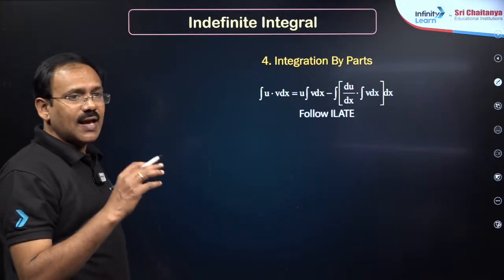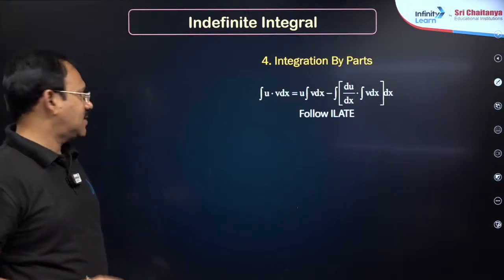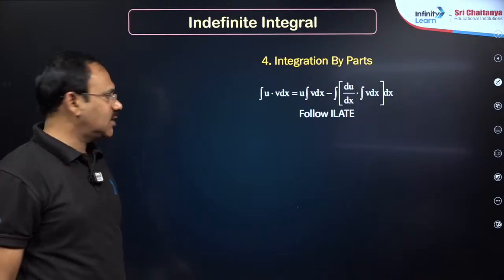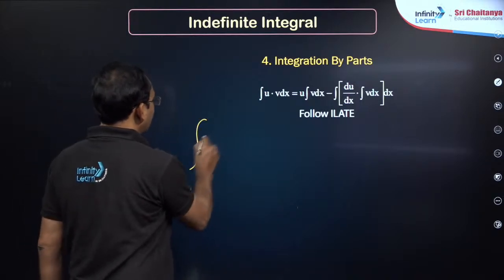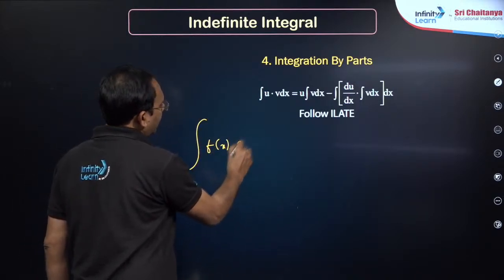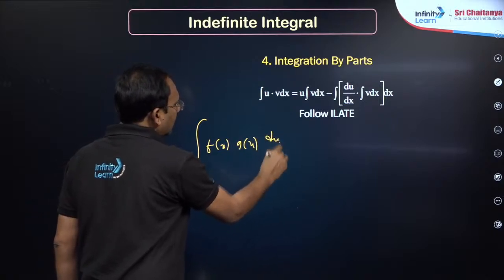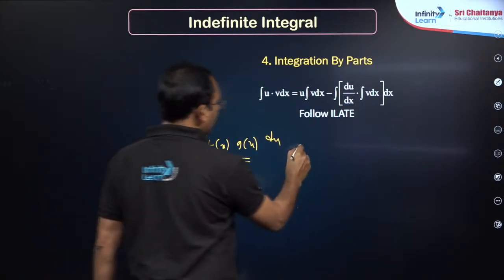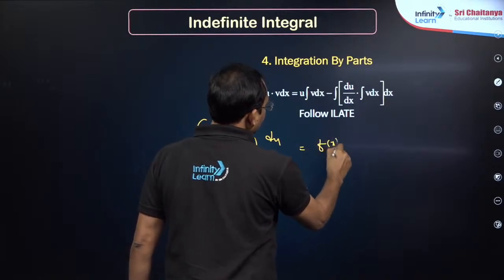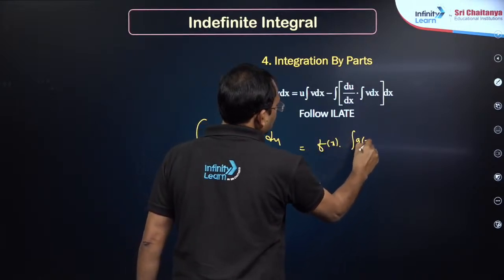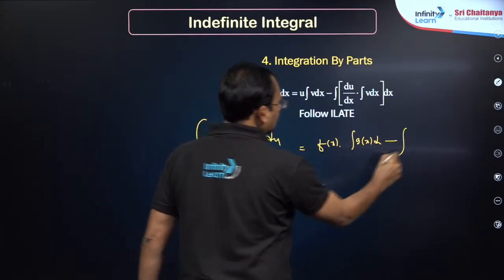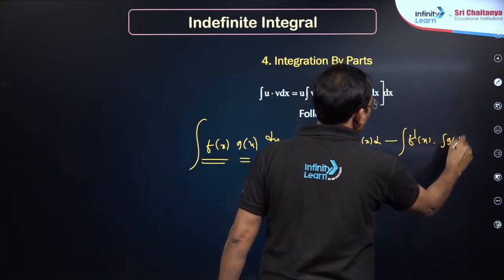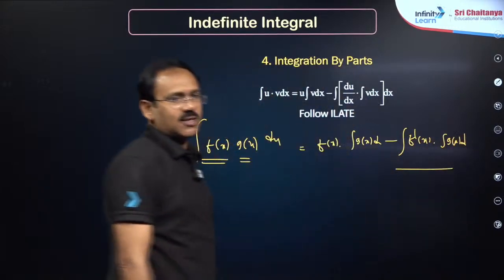If you take something as t, my dear friends, we call it method of substitution, which is very lengthy. Integration by parts means integral f of x into g of x dx. By ILATE, you take one of the functions as f of x, the other is g of x. So now f of x into integral g of x dx minus integral of f dash x into whatever integral you got, that will be here, dear students.